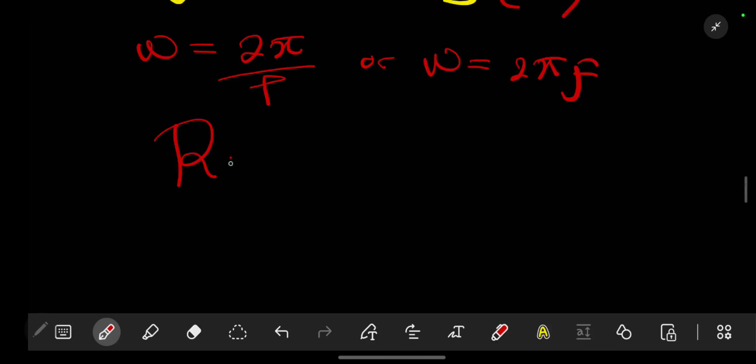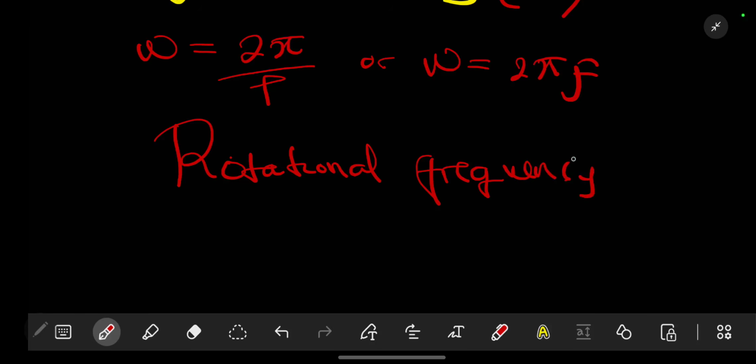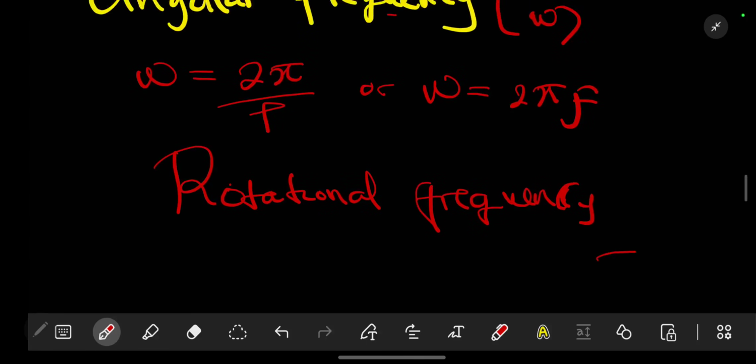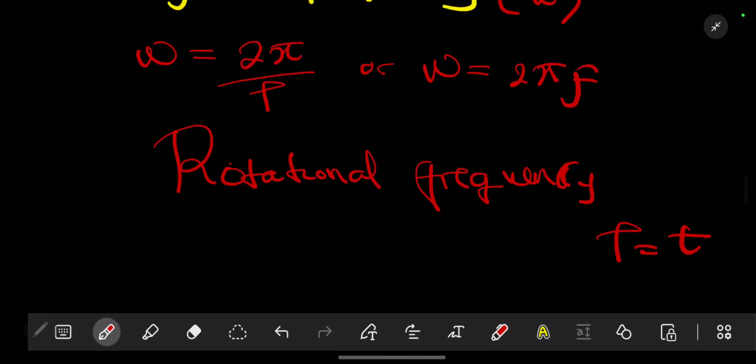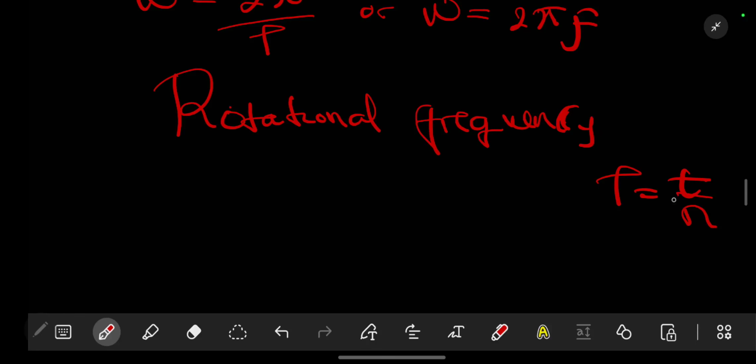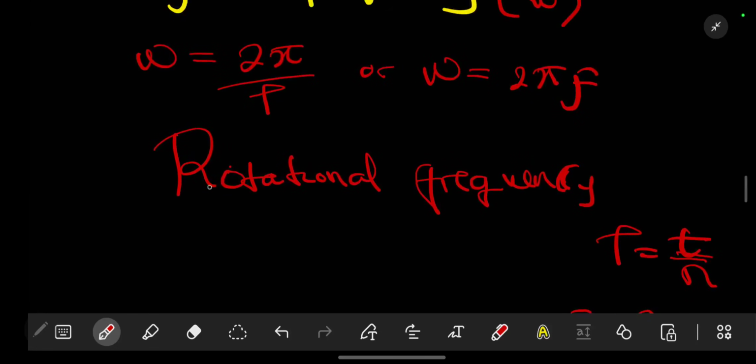Then alternatively, the rotational frequency is the number of cycles per second. Remember, that's the difference. Period is the time taken to complete one oscillation, while frequency is the opposite. It is the number of cycles made in a period of time. So that is the difference.